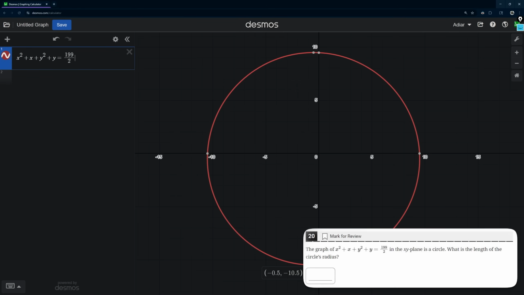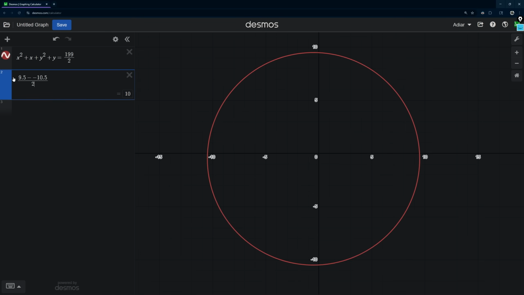So we can just find the diameter by clicking these 2 points. So we see it goes all the way from negative 10.5 to 9.5. So we'll just do 9.5 minus negative 10.5 to get 20. And that's our diameter. So our radius is just diameter divided by 2. So our radius is 10.